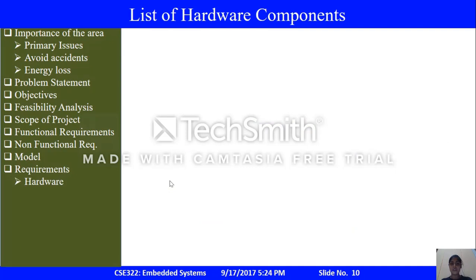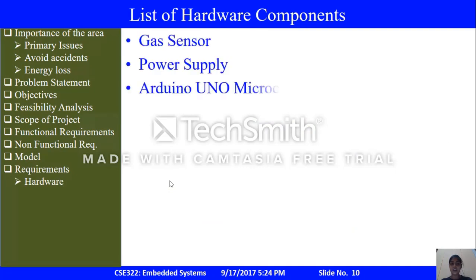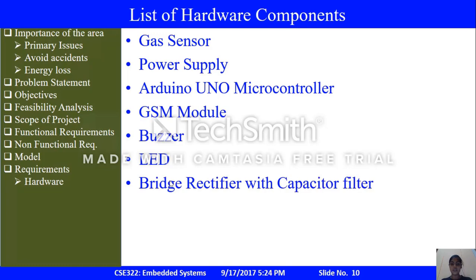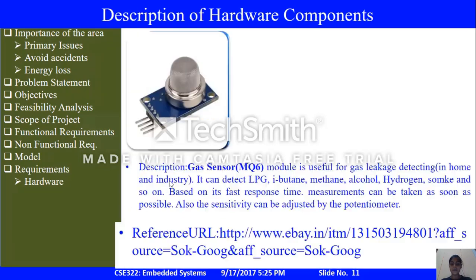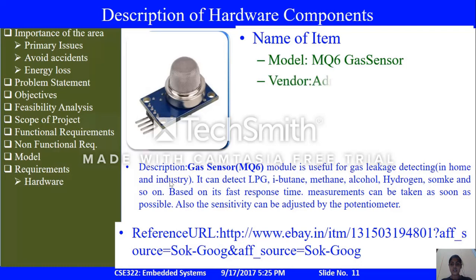So now we'll be talking about the list of hardware components, starting with gas sensor, power supply, Arduino Uno microcontroller, GSM module, buzzer, LED, bridge rectifier with capacitor filter, and normally closed solenoid valve. So the first hardware component is our gas sensor, which is an MQ6 gas sensor. The vendor is Ajax. The price is rupees 169.